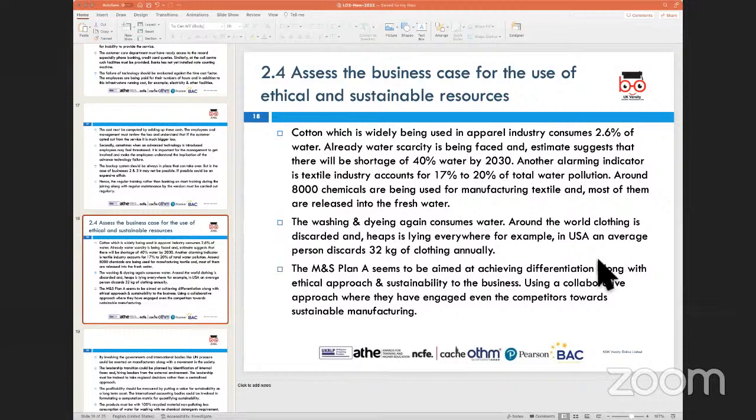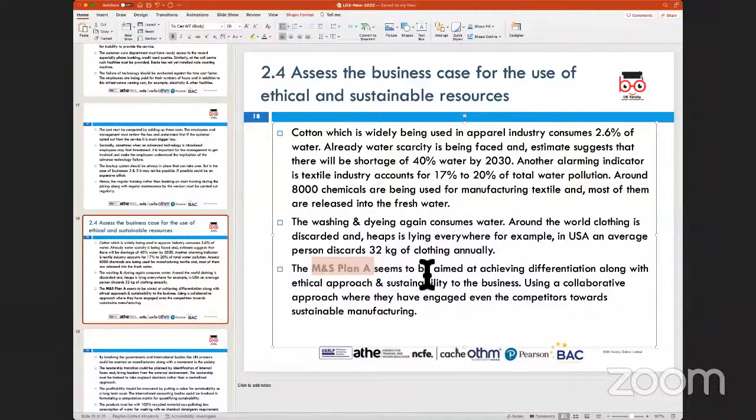Now, an example that I've taken here is the Marks and Spencer Plan A. The reason I've taken this particular organization is that Marks and Spencer, in the early years, in 2014, under the leadership of Sir Stuart Rose, who was then the chairman of Marks and Spencer, decided that they're going to reduce any sort of waste that it produces as a byproduct of conducting its business activities.